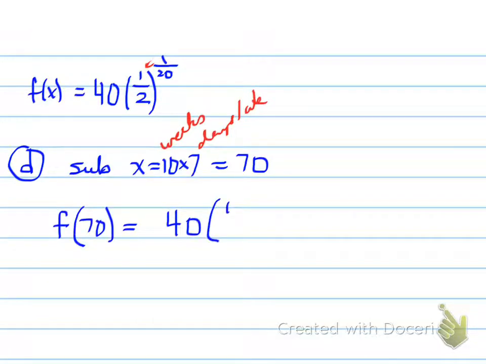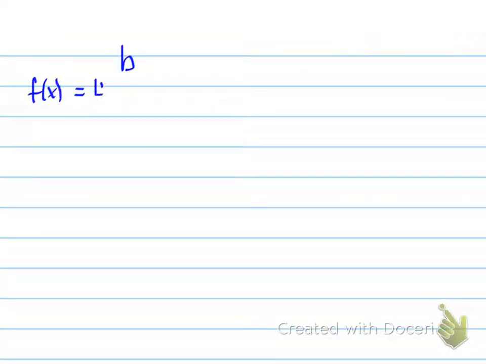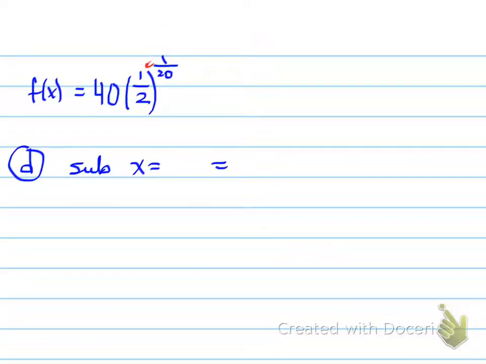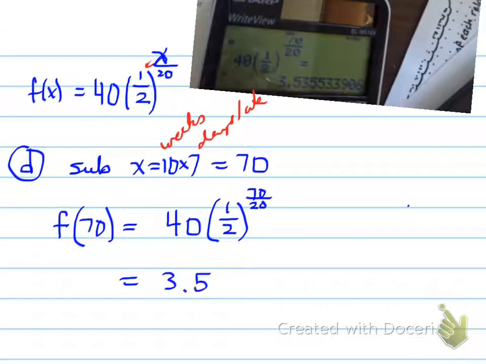And we sub in part D. D says how much polonium-210 will remain after 10 weeks. Well, to do 10 weeks, remember it's weeks, we need days. Take 10 times 7, because there are 7 days in a week, and that is equal to 70. Plug it into the equation so that you get f of 70 is equal to 40 times 1/2 to the power of 70 over 20.